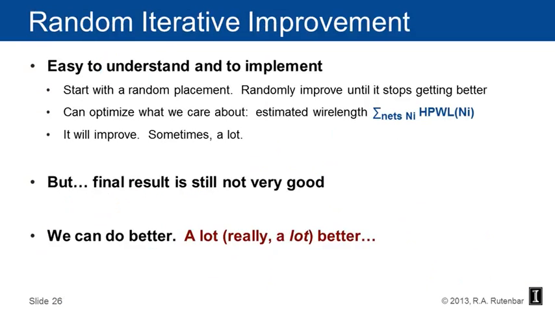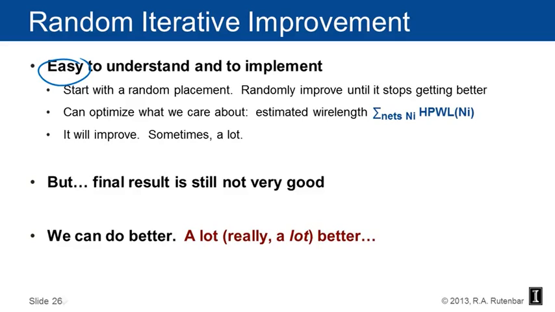So what can I say about random iterative improvement placement? Well, the first is that it's easy to understand and it's easy to implement. And that code that I showed, that example is actually a placer I wrote, gosh, 25 years ago. And one of my enterprising TAs tweaked it a little bit to get this graph.